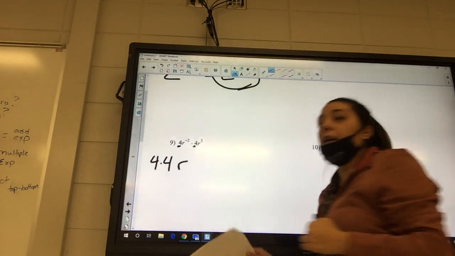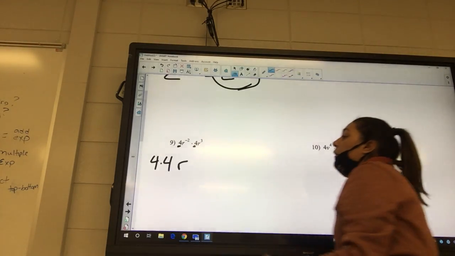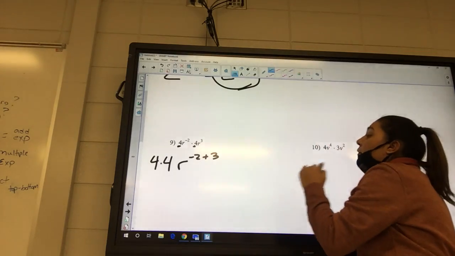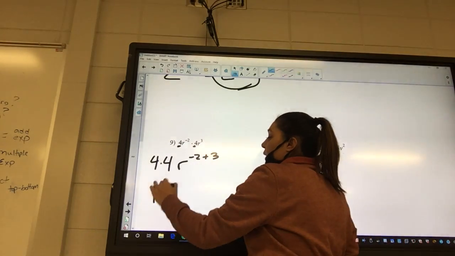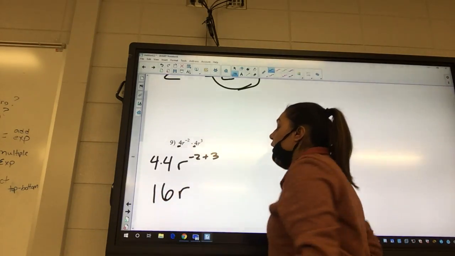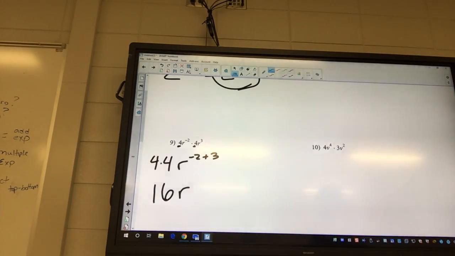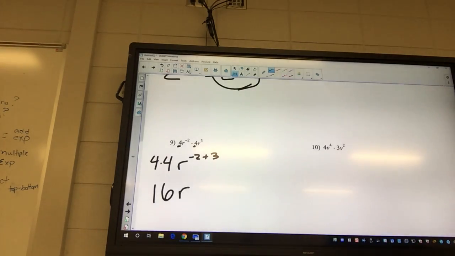r to the, and we're going to add the r's together. So what am I going to write? -2 plus 3. Okay, because we have the r's. So what is 4 times 4? 16 r. -2 plus 3 is 1.